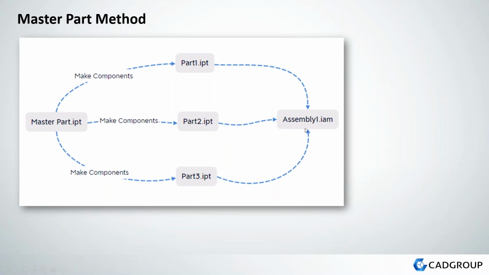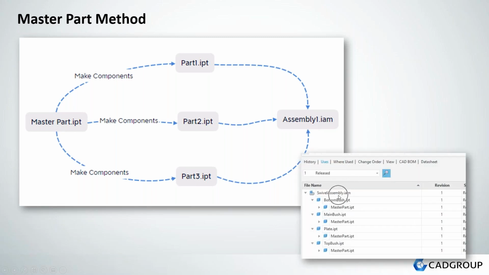So what that looks like if I bring that into Vault is that I've got, let's say, the swivel assembly as the top level assembly. It has the bottom bushing, the main bushing, the plate, and the top bush. Now, all of those components are actually using the master part.ipt. If you notice, I'm in the Uses tab inside Vault, so I can see that swivel assembly uses bottom bush, which uses master part.